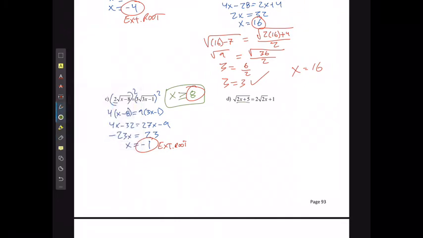I have the possibility of x is greater than or equal to negative 5 over 2, or x is greater than or equal to 0. X is greater than or equal to 0 is going to be the one that I take.